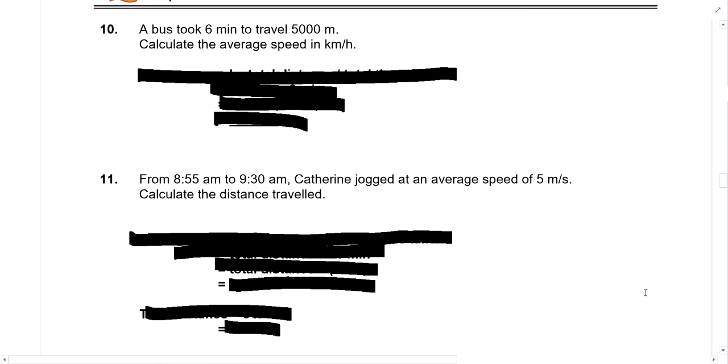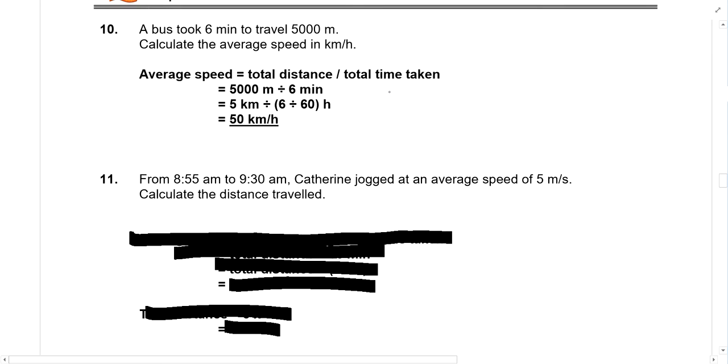Next, a bus took 6 minutes to travel 5,000 meters. Calculate the average speed in kilometers per hour. Okay, shouldn't have a problem with this. Check our work. How many of you got this correct? Raise your hand. Okay, you're not allowed to use this symbol. You're supposed to put the division properly.